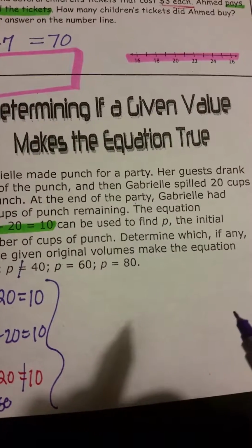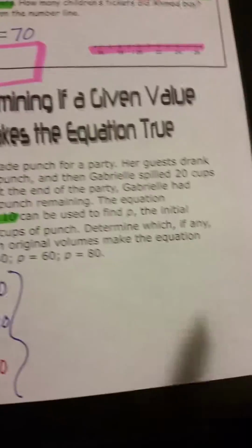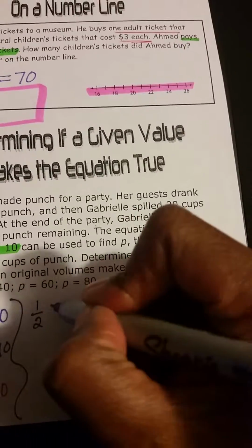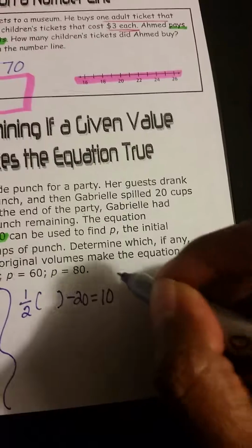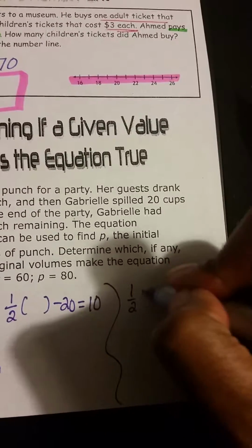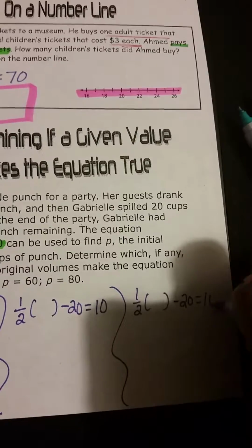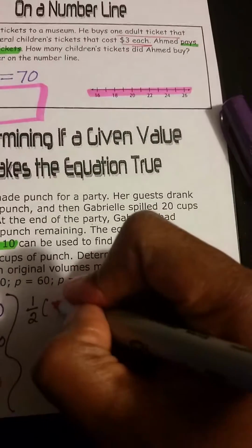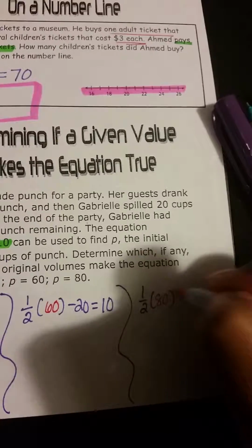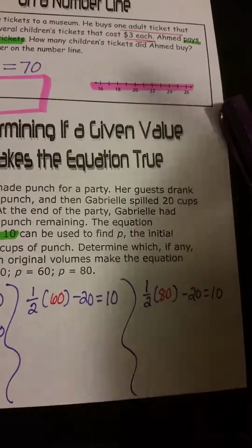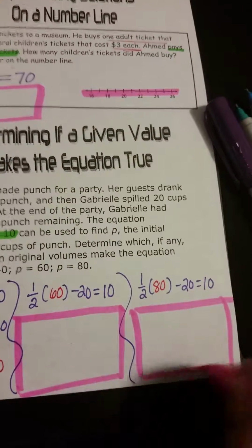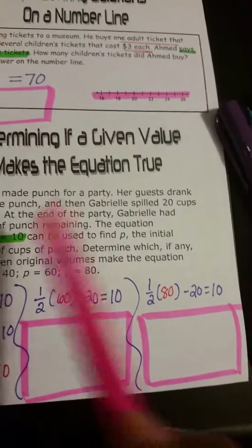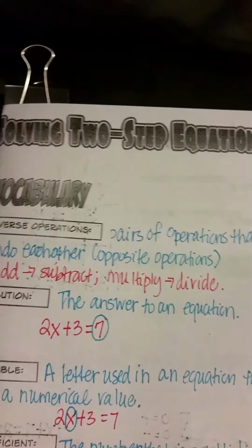Okay. Now, so I know it's not 40, so I'm going to try 60. So here's what I want you to do. I'm going to go ahead and write this down. I want you to do these last two, 60 and 80, and I want you to figure out which one of these numbers would give me the correct answer here. Okay, we just did solving two-step equations.